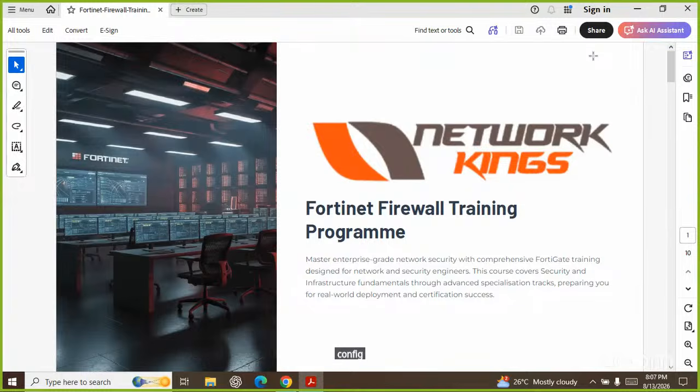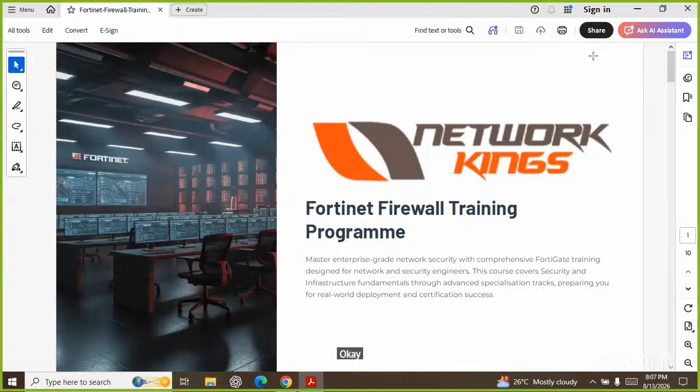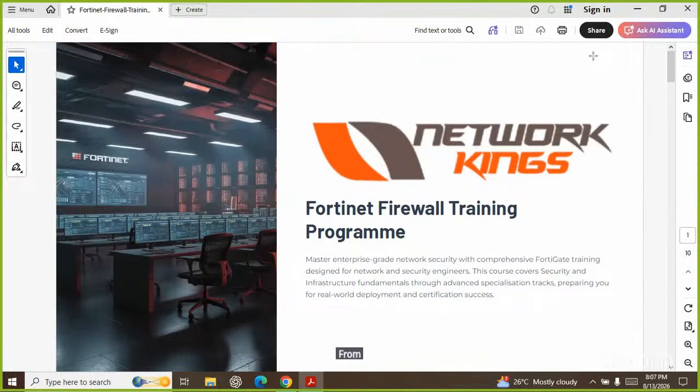this course is going to focus entirely on this specific device, that is the FortiGate firewall, from end to end. End to end means from basics to the highest. Meaning at the end of this course, you will be able to easily understand the FortiGate firewall and you will be able to troubleshoot problems related to your FortiGate firewalls. Okay. It's not only about that, but if in case there is some configuration related challenges or manageability, you would also be able to understand why I am doing this. Okay, what is needed, where it is needed, right? So all these things will be addressed.